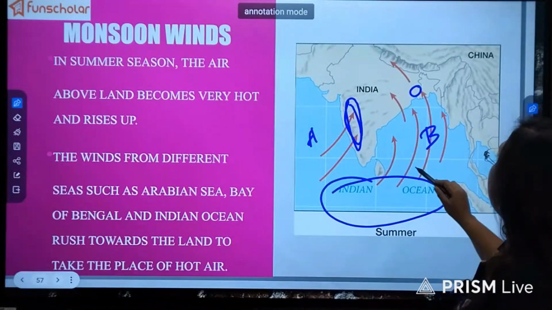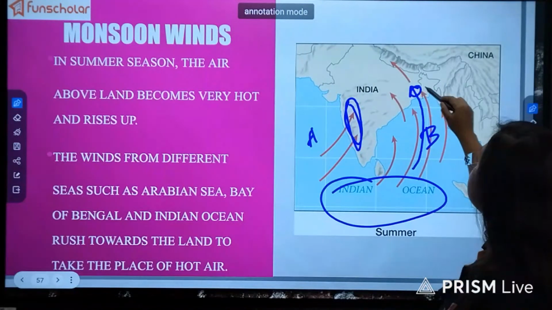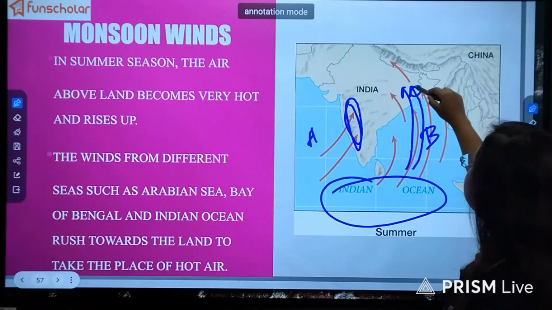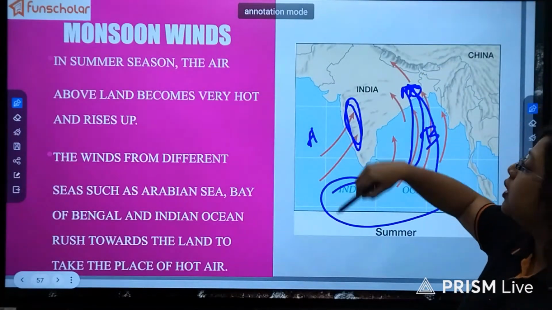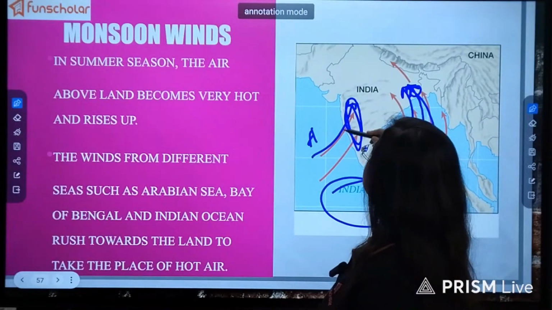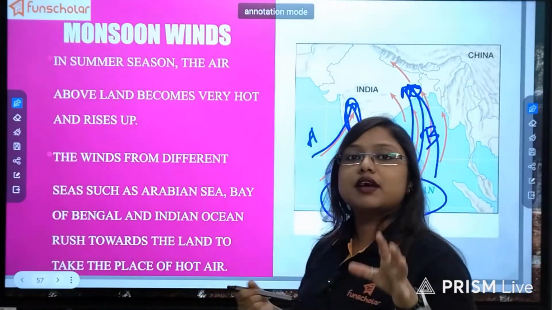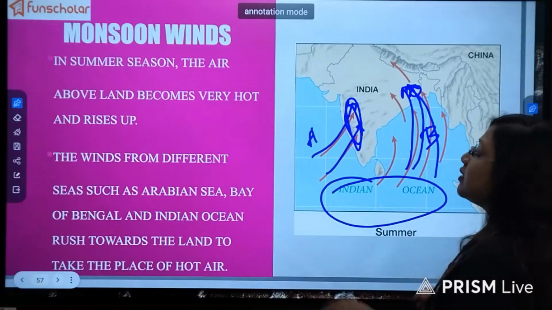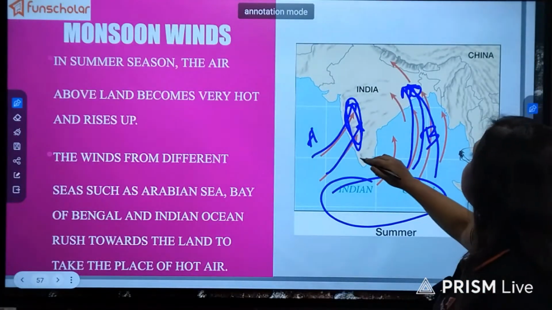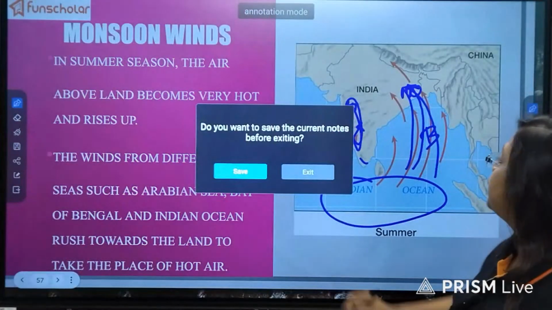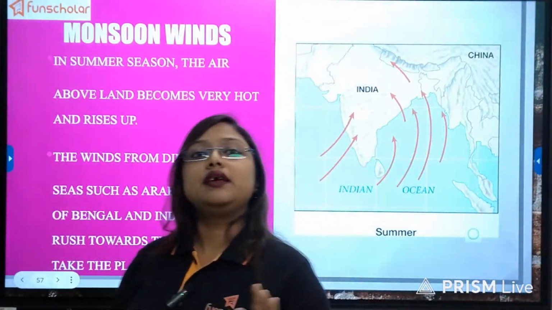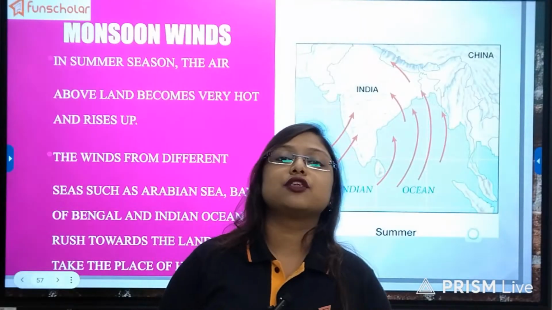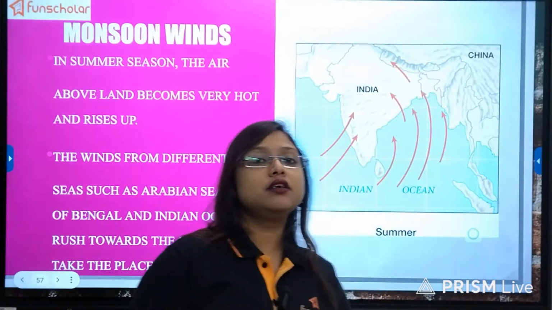So the cold air is coming from different seas, like the Bay of Bengal, towards West Bengal and the Orissa coast, and from the Arabian Sea towards Maharashtra, Karnataka, this kind of area, and South India, more like Tamil Nadu and all. Also from the Indian Ocean, the cool air is coming and filling that vacant spot.